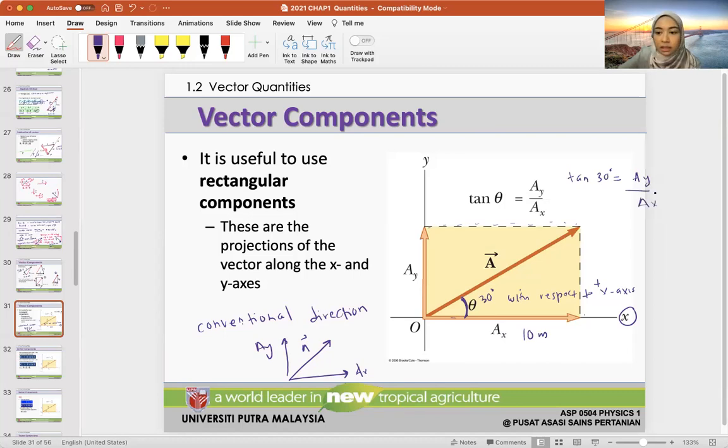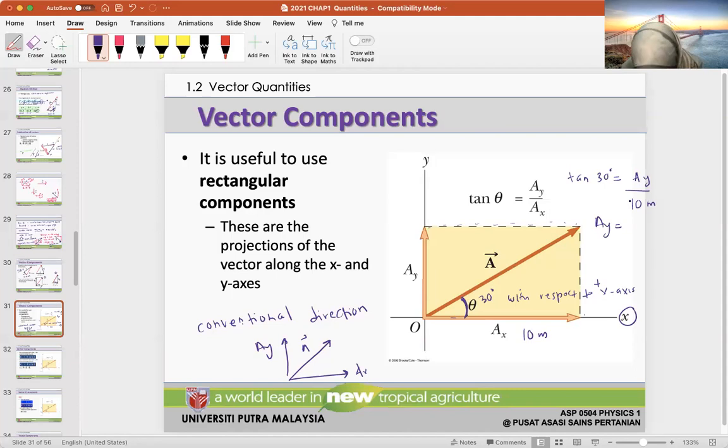I already know what ax is, so I'm going to put that value there. What is it? 10 meters. And then I use my calculator. So how do I use my calculator? For those who have forgotten how to use the calculator for a while. Inverse tangent. So inverse tangent, shift tangent. And then you times it with 10. Okay, so 84.29 is your answer.